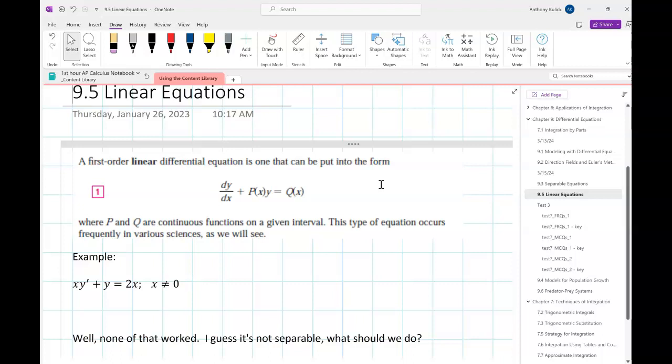Like p of x could be 1. It could be 7x squared. It could be e to the x. It could be cosine of x squared plus 7. It's just some function with only x's in it. Is everybody okay with that? And again, sometimes I might have to rearrange my equation to get it into this form, but that's okay, right? The key is making sure that dy/dx is by itself.